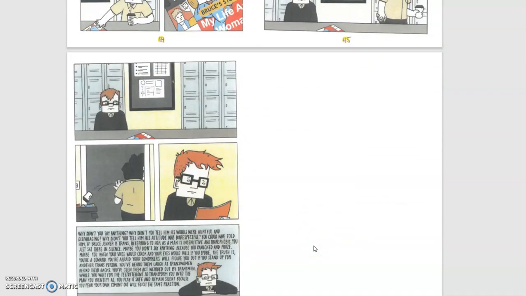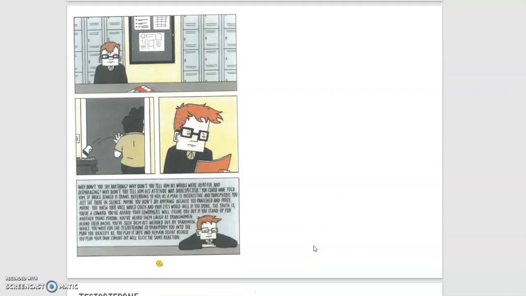But for Erin, this is mostly an internal conflict because he doesn't say anything when his co-worker says these things, and then he feels really depressed about not speaking up, and he talks about why he doesn't speak up. For example, he says you're a coward to himself. You're afraid your co-workers will figure you out if you stand up for another trans person, and that is also an internal conflict that he has throughout the story.